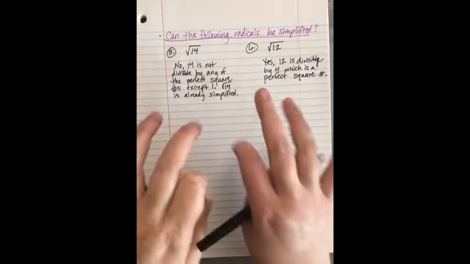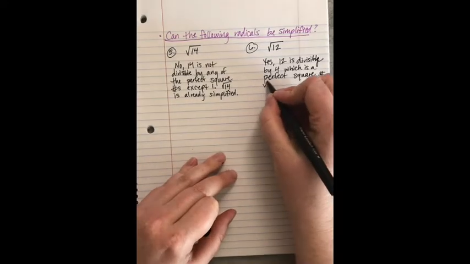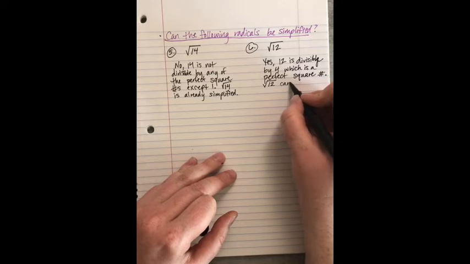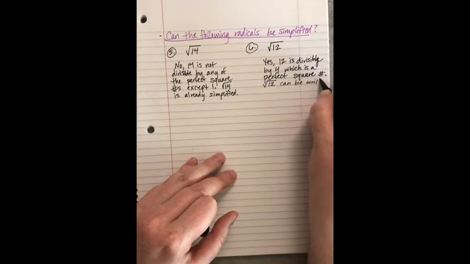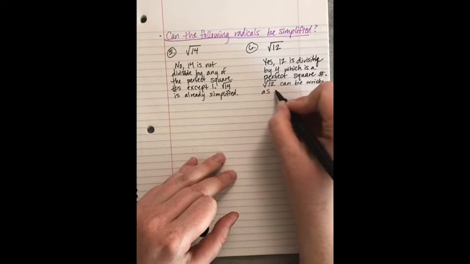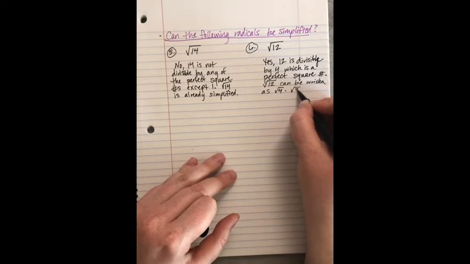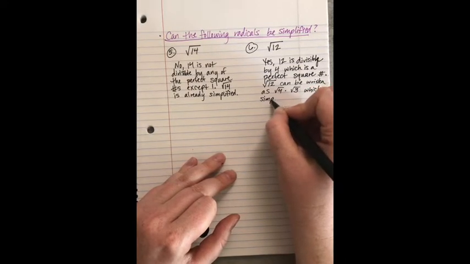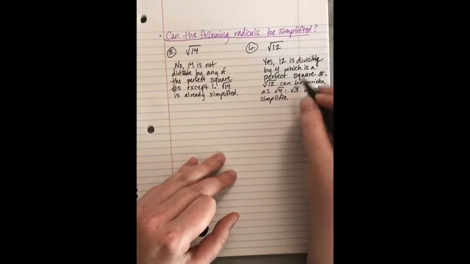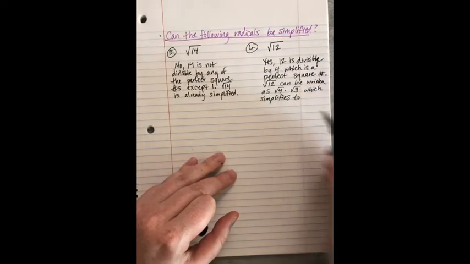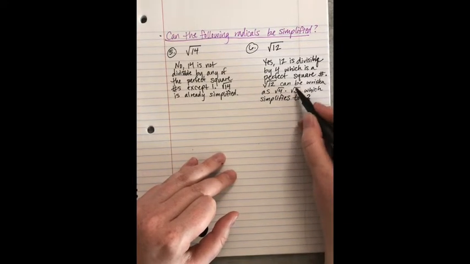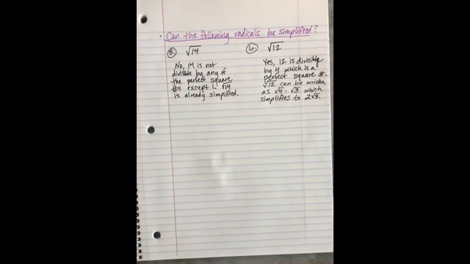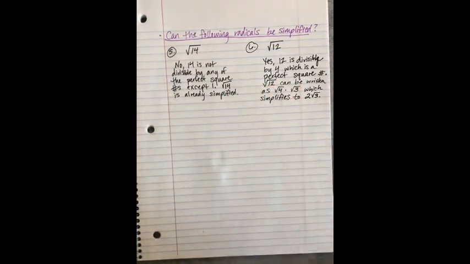So we would type the square root of 12, but for my notes, I'm just going to go like this. The square root of 12 can be written as the square root of 4 times the square root of 3, which simplifies to 2, and then square root of 4 is 2, square root of 3 can't do anything, so the final answer is 2 root 3. So that's how you answer those two questions, okay?